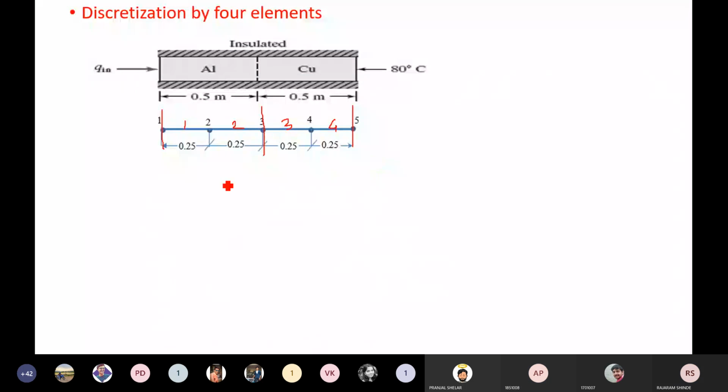Now here element number 1, 2, 3, 4, and element 1 is connected by node number 1 and 2, element 2 is by nodes 2 and 3, and so on. Here it is Q in. Q in is in terms of watt per meter square, so it is a heat flux. This is the temperature at node number 5, which is mentioned. After that you write the stiffness matrix for each element.